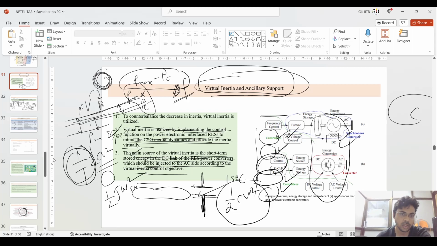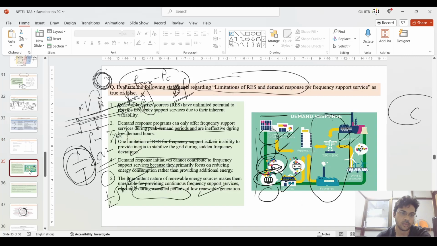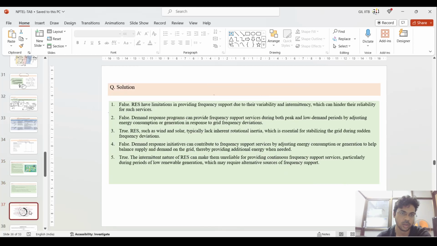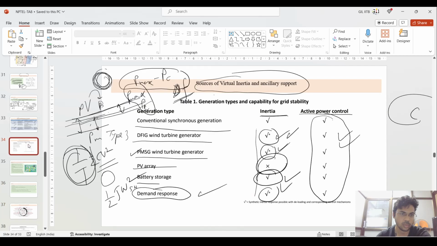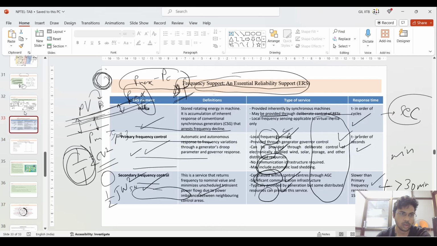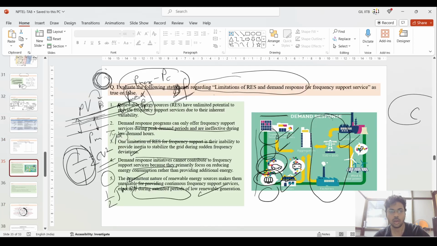You can utilize it for a few seconds, and it is virtually available, not all the time. Okay, but when it is available, you can utilize that. This is the concept of this virtual or synthetic energy. Okay, are you getting my point?